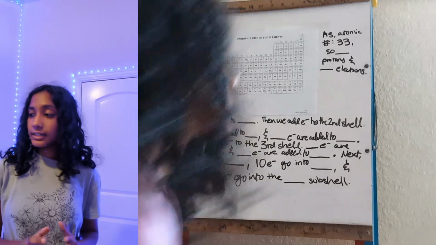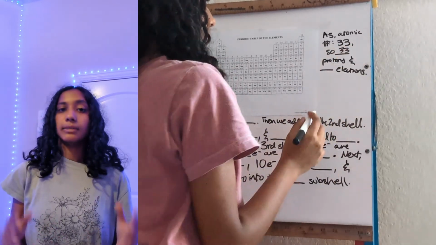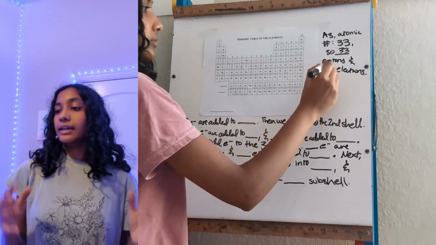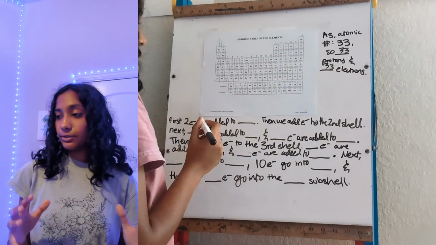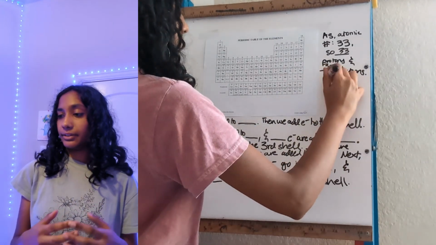Why don't we take a look at an example? Arsenic. Arsenic has an atomic number of 33, so it has 33 protons. In a neutral atom of arsenic, we can assume it has 33 electrons too, since the charge of a neutral atom is 0. But arsenic's electrons can't just go in any random energy level in the atom.